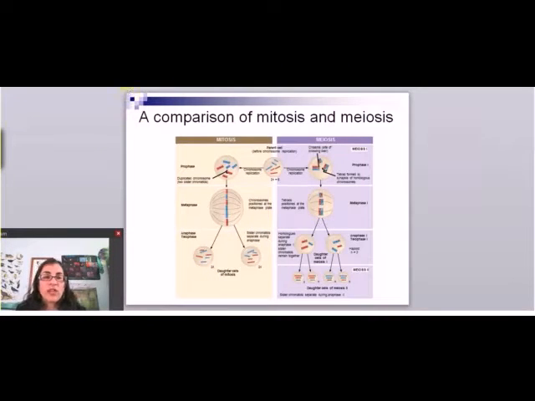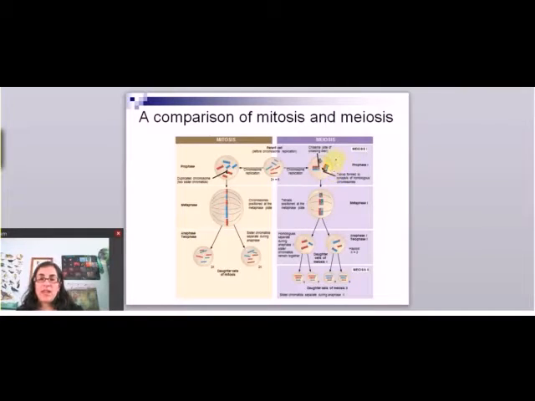So again, looking at a comparison here, mitosis starts with a diploid cell that has 6 chromosomes. Those 6 chromosomes line up individually on the metaphase plate. The sister chromatids separate, and you get 2 daughter cells that each have 6 chromosomes.